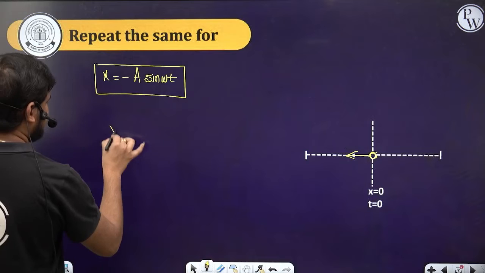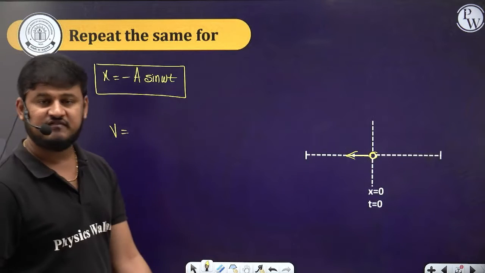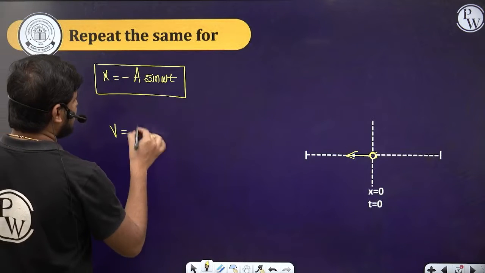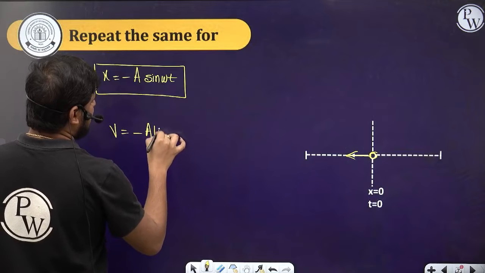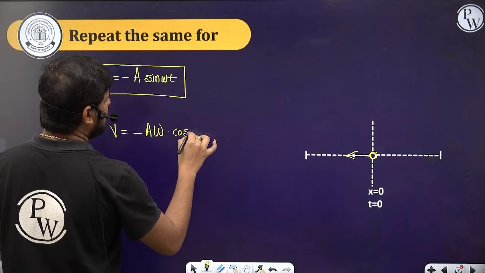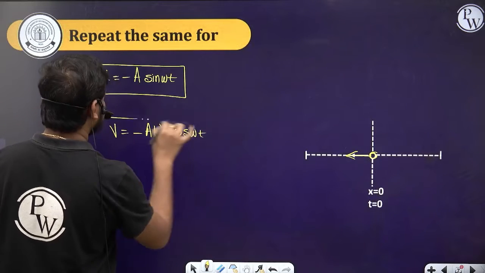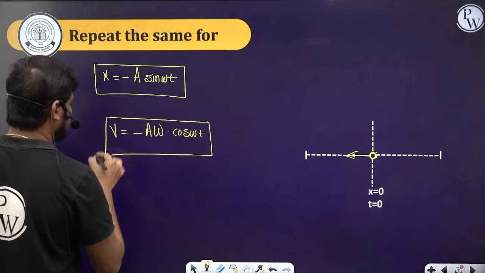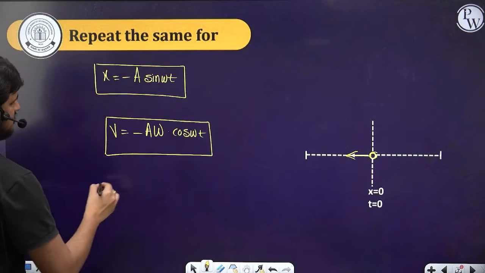Then what is the velocity? The velocity v, differentiating this one, is equal to minus A omega cos(omega t). This is the velocity equation. And then what is the acceleration?